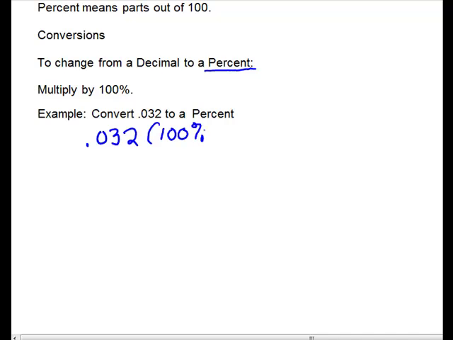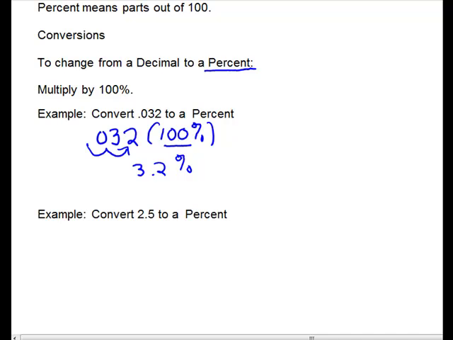If you remember your shortcuts of multiplying by a power of 10, it just moves the decimal to the right as many places as you have zeros in your power of 10. So we have 2 zeros in 100. It's going to move the decimal 2 places to the right. So we're going to have 3.2, and then you will have the percent symbol. So anytime you're going to change a decimal to a percent, it's just going to move the decimal 2 places to the right for those 2 zeros in 100%.